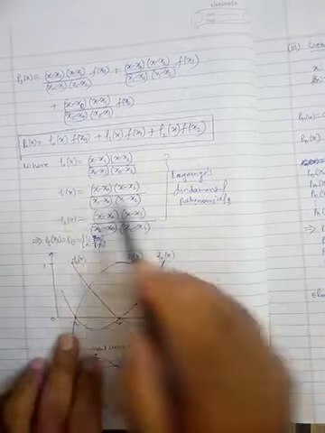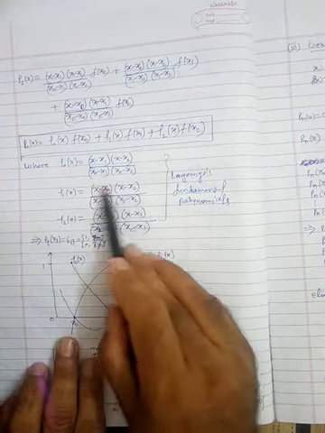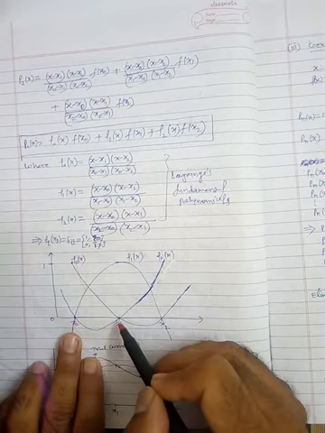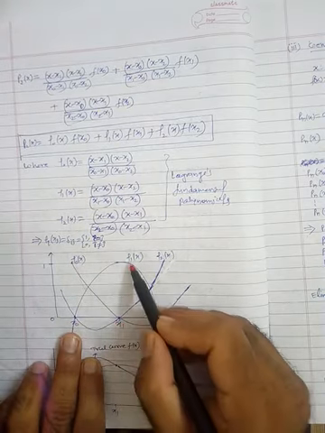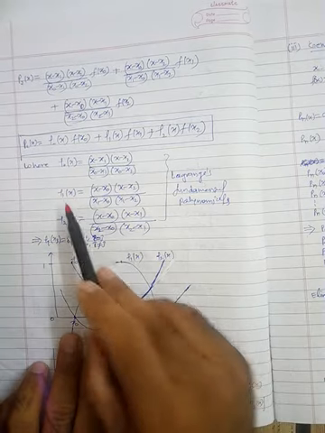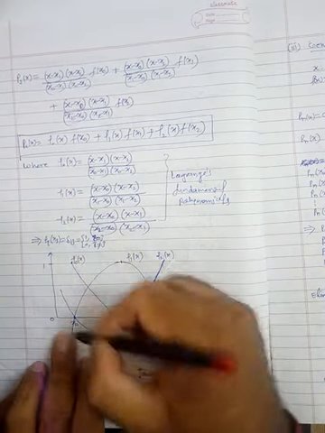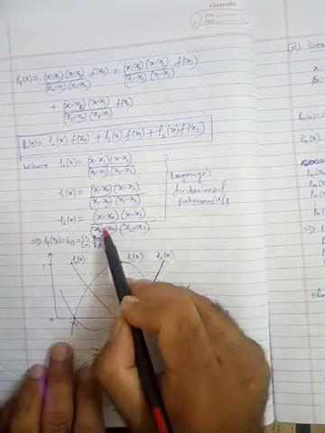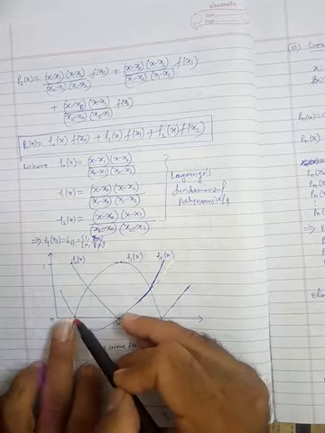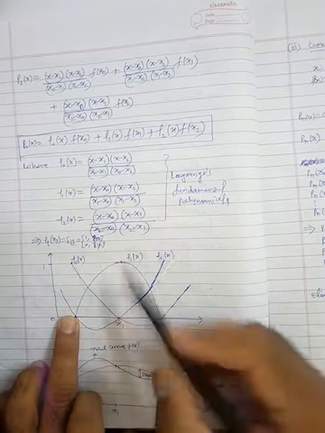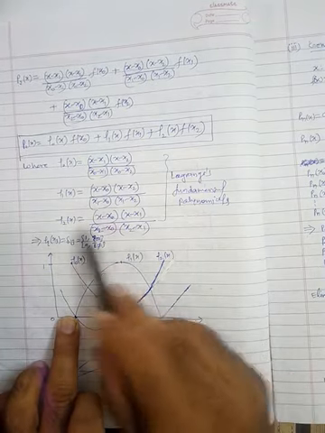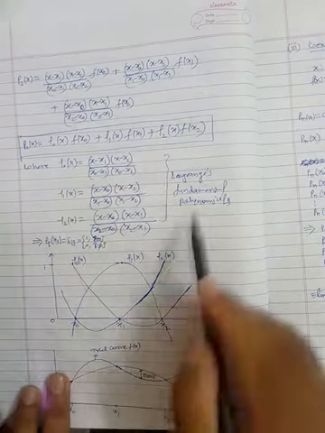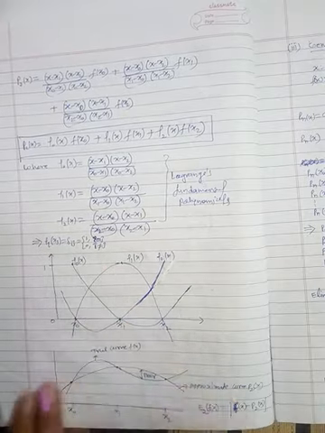Similarly L1(x), put x equal to x0, so value is 0. Put x equal to x1, its value is 1. And when x equal to x2, again it's 0. So this is the behavior. Similarly for L2(x), put x equal to x0, its value is 0. Put x equal to x1, its value is 0. And put x equal to x2, its value is 1. So behavior is this. Fine. So again this behaves like a Kronecker delta function.